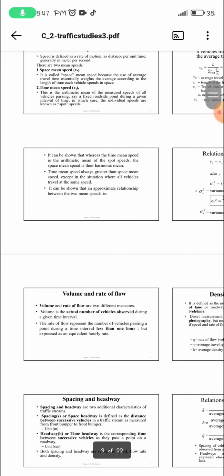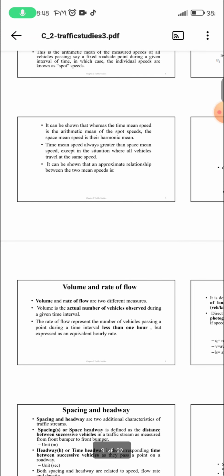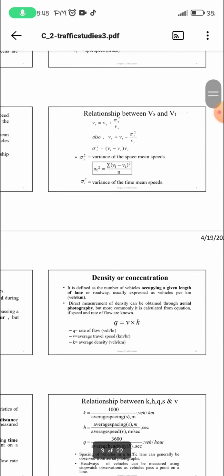Volume and rate of flow. Volume and rate of flow are two different measures. Volume is the actual number of vehicles observed during a given time interval. The rate of flow represents the number of vehicles passing a point during a time interval less than 1 hour, but expressed as an equivalent hourly rate.